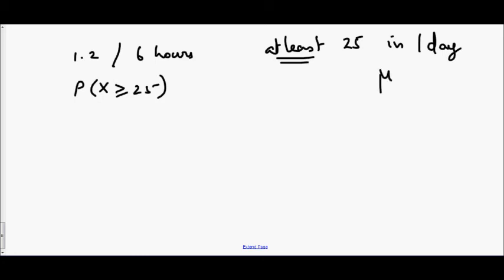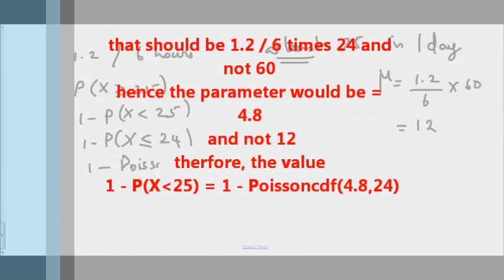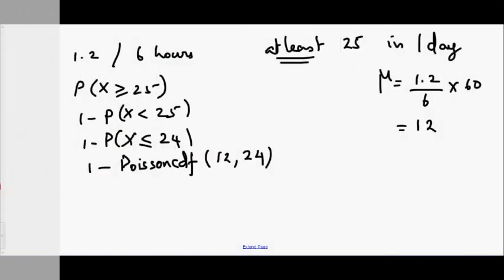Therefore, the mu should be immediately changed. Mu is 1.2 over 6 times 60, so the mu should be 12 here. Therefore, this would be 1 minus, again you can't directly do the question for greater than, so you need to change the question as less than 25, which would become less than or equal to 24. Put this into the GDC, and you can get the answer directly.